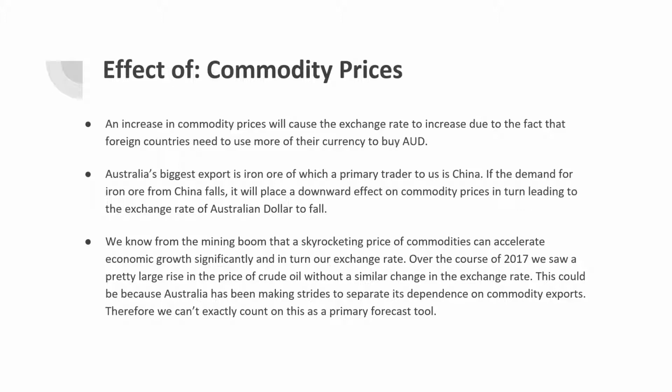It is known that from the mining boom, a high price of commodities can accelerate economic growth significantly, and in turn our exchange rate. Over the course of 2017, it can be seen that there was a large rise in the price of crude oil without a similar change in the exchange rate. This might be due to the fact that Australia has been making strides to separate its dependence on commodity exports. Therefore, we cannot exactly count on this as a primary forecast tool.